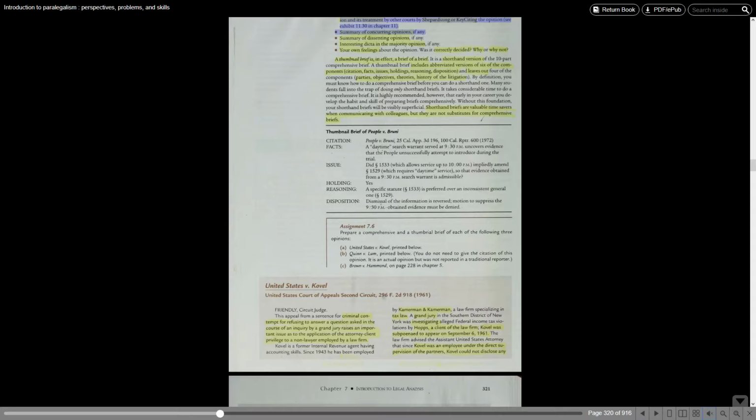Summary of concurring opinions, if any. Summary of dissenting opinions, if any. Interesting dicta in the majority opinion, if any. Your own feelings about the opinion. Was it correctly decided? Why or why not?